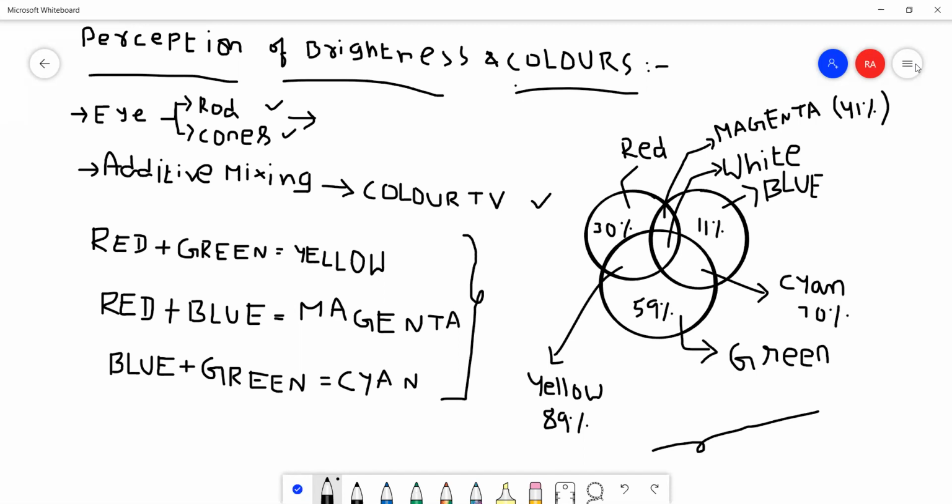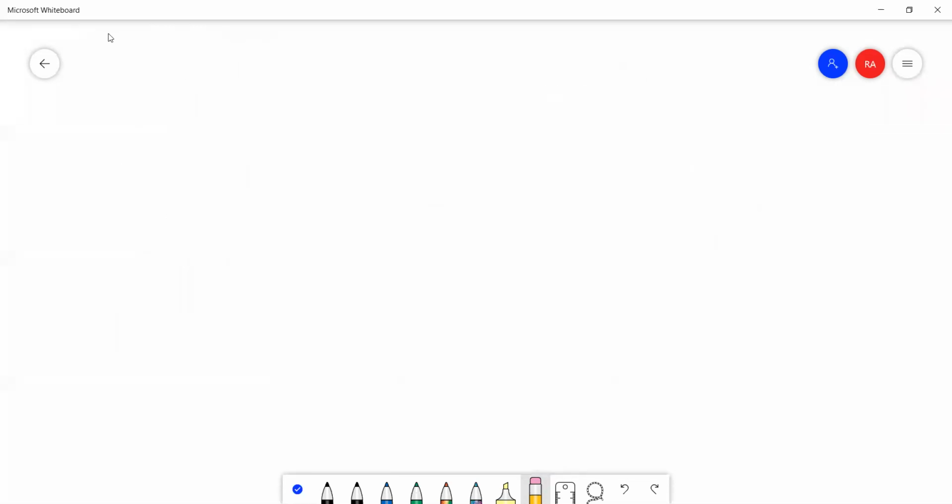So that's why here is a very important concept, which is called Grassman's law. So this Grassman's law. I am arranging this slide. Quickly note it down. So here we have Grassman's law.